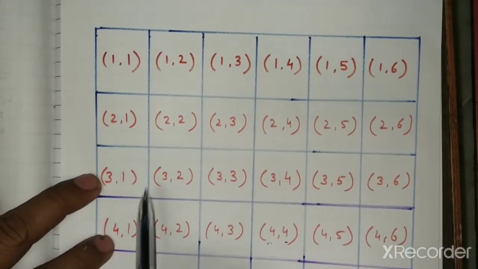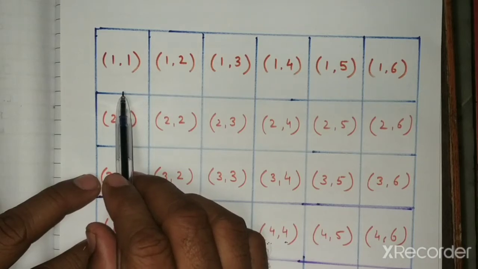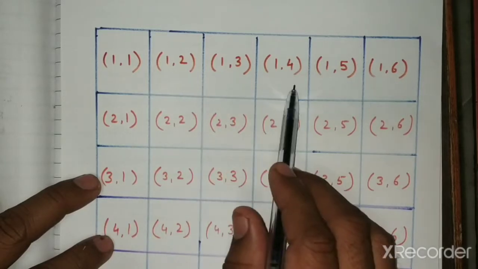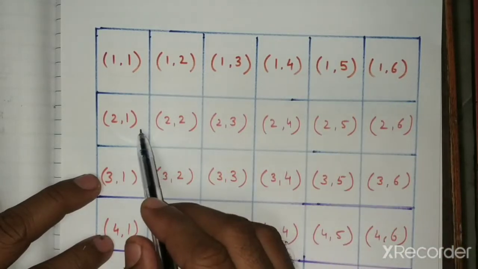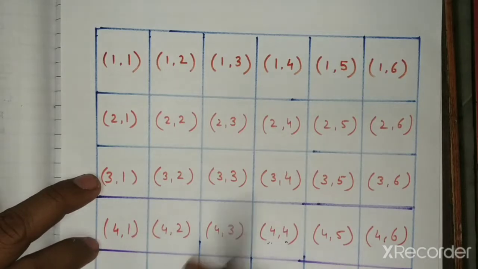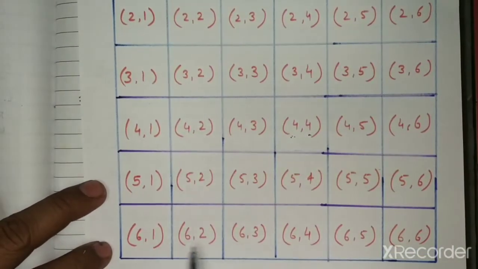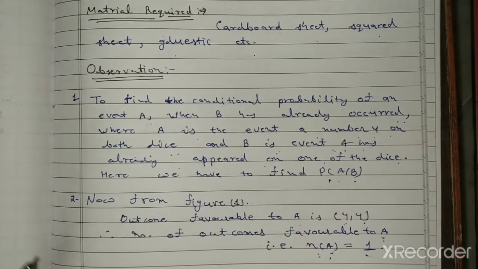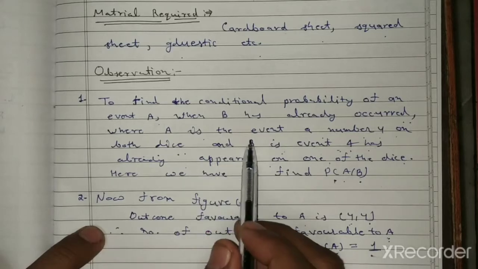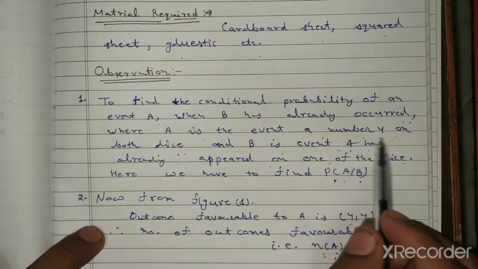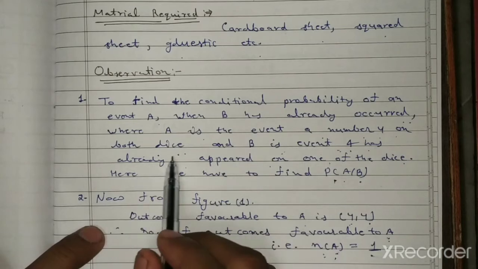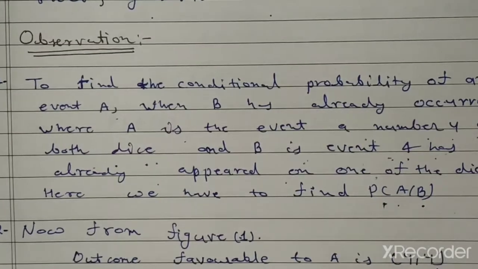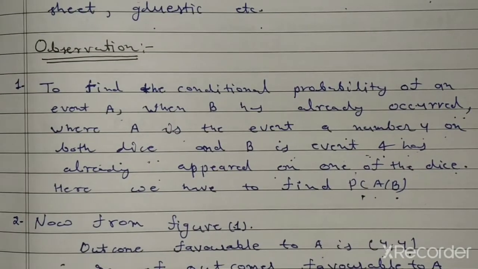In figure 1, we write all outcomes when we throw two dice: 1 1, 1 2, 1 3, 1 4, 1 5, 1 6. Similarly 2 1, 3 1, 4 1, 5 1 and 6 1, 6 2, 6 3, 6 4, 6 5 and 6 6. Now what is the event A? A is the event a number 4 on both dice. Clear?